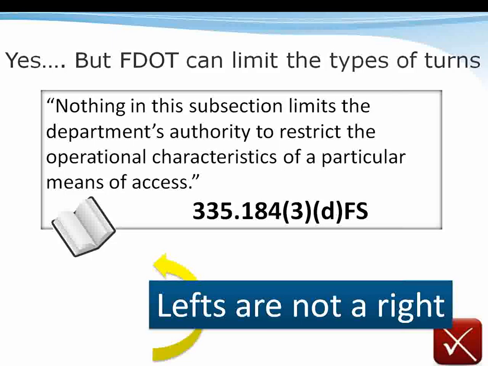We should also mention at this time, even though property owners have a right to reasonable access to their property, our law also states that the department has ultimate authority to restrict the operational characteristics of any means of access. That means that a person or a property has no automatic right to left turns in and left turns out. So keep that in mind, that left turns are not a right.